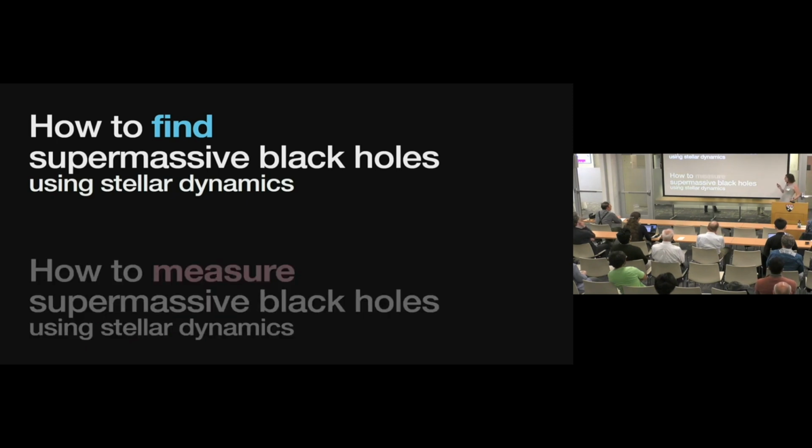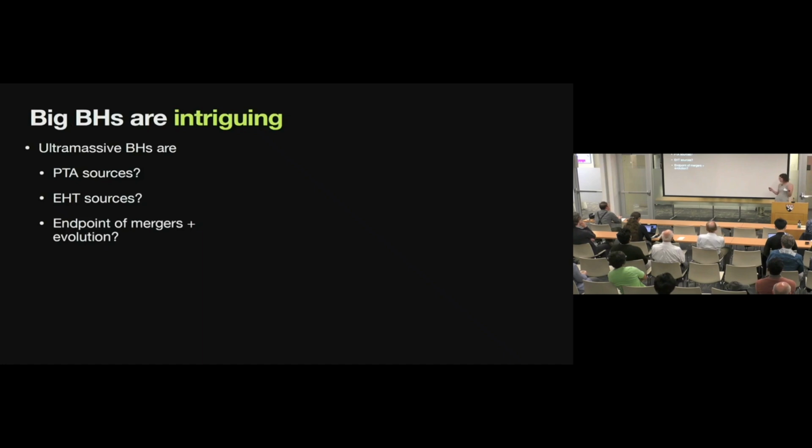So let's dive in. To motivate things a little bit, big black holes are really intriguing objects for a number of reasons that we've heard about over the past couple days. We heard just this morning, these things are potentially sources for PTA observations. Of course, these things are potentially sources for EHT observations if they're sufficiently massive and sufficiently nearby.